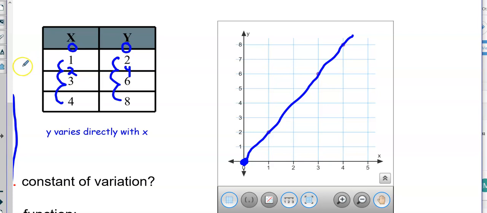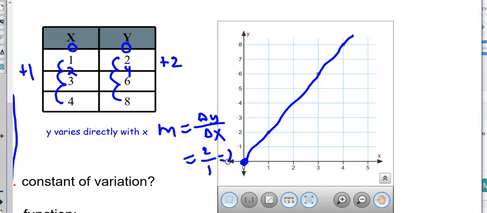So what's x changing by? We're increasing by 1 every time. What's y increasing by? We're increasing by 2 every time. And so you think about slope. Slope is rise over run, or change in the y value divided by the change in the x value. If y is changing by 2 and x is changing by 1, the slope is 2. And you can see the slope is 2 on that line, right? You go up 2 over 1, up 2 over 1.